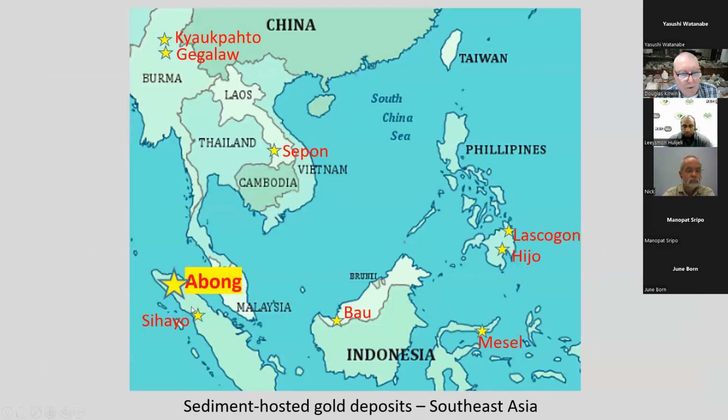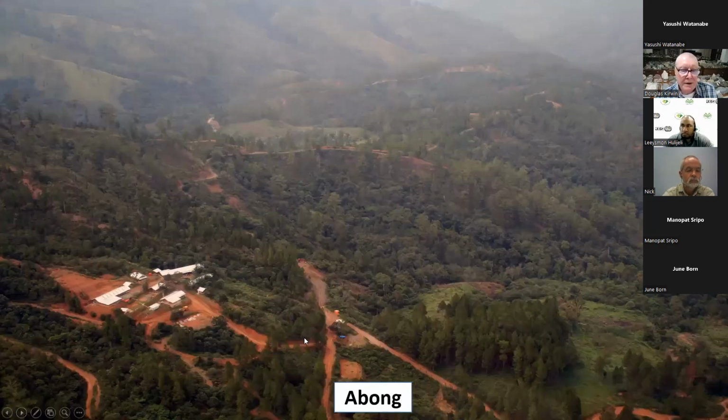Another interesting deposit in the northern tip of Sumatra is Abong. And there's a view of the exploration camp at Abong. Access here is a little easier, and you can see that it's more of a pine forest rather than virgin jungle. And so the exploration program here would be significantly easier and relatively cheaper than what we saw at Siaho.